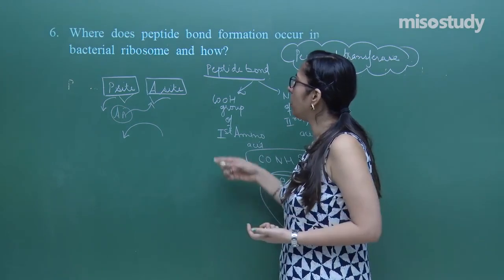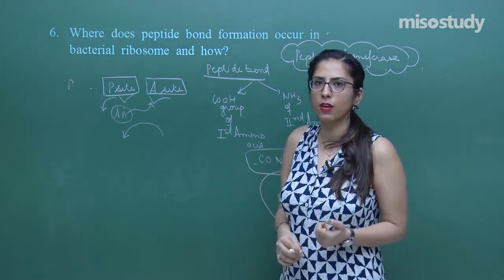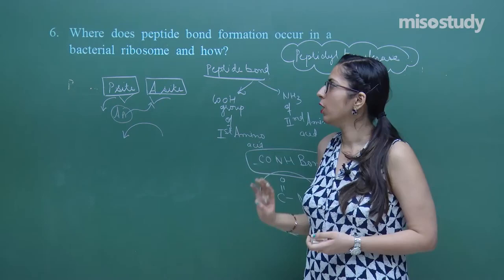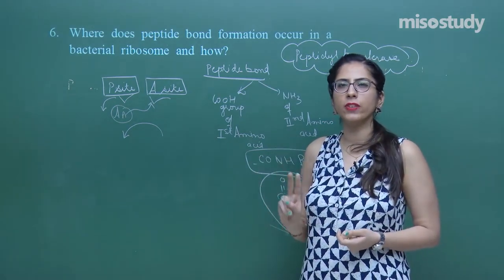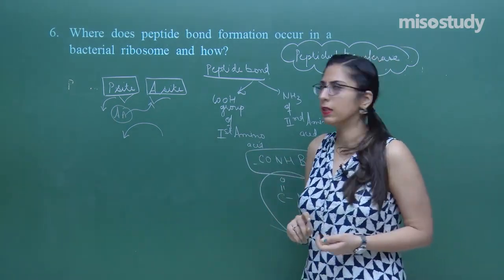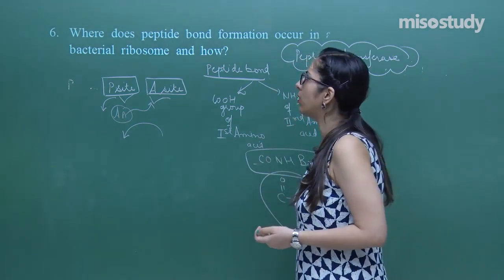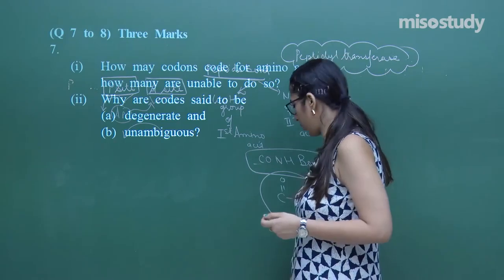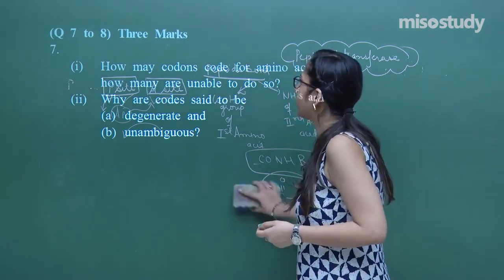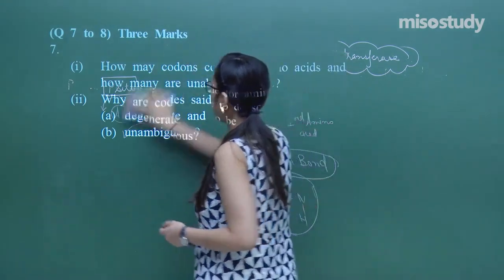We have talked about the enzyme and the two different sites. This is how you have to attempt this question. This was question number 6, which is also of 2 marks. So even this question you have to attempt in a very short answer. Don't write too much for just 2 marks. So let's move on to another category.